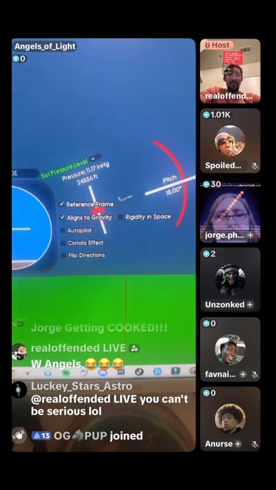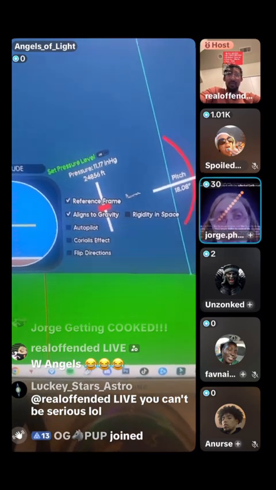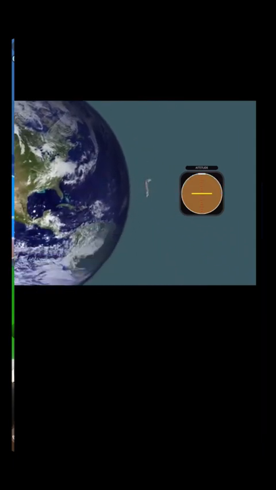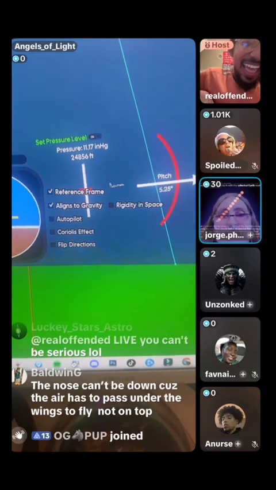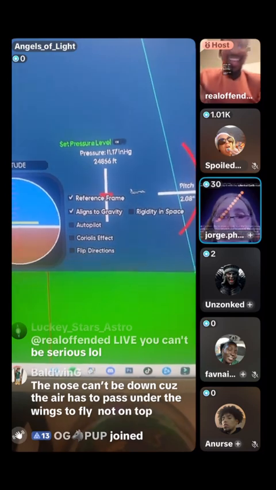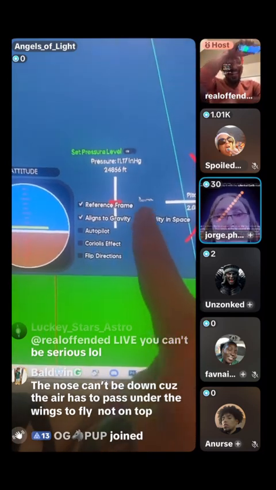Jorge? You need to lower your pitch some. So it's not going to be nose down. Correct. So I need to do this. I need to do this. That's still not nose down. That's flat. That's not pitch zero.